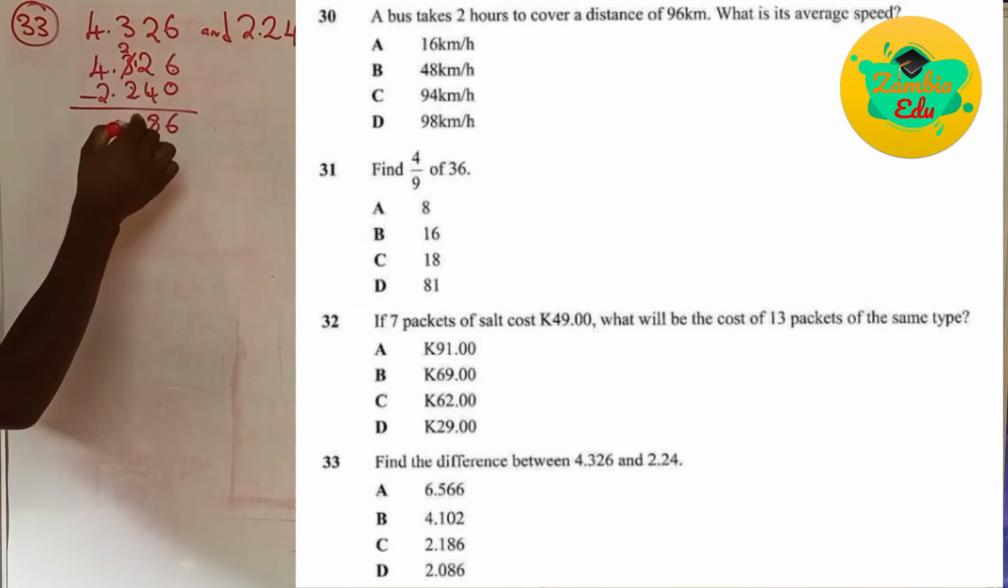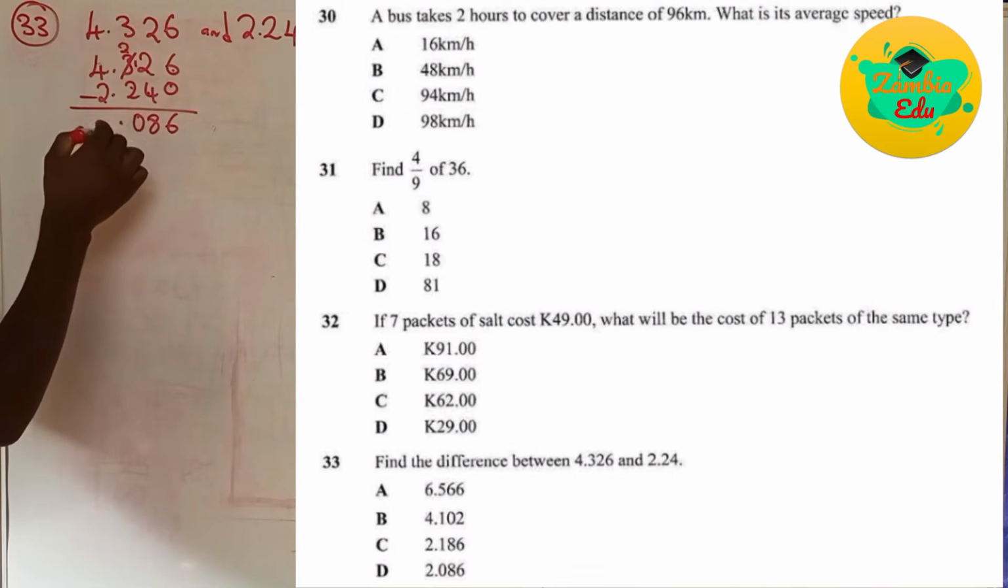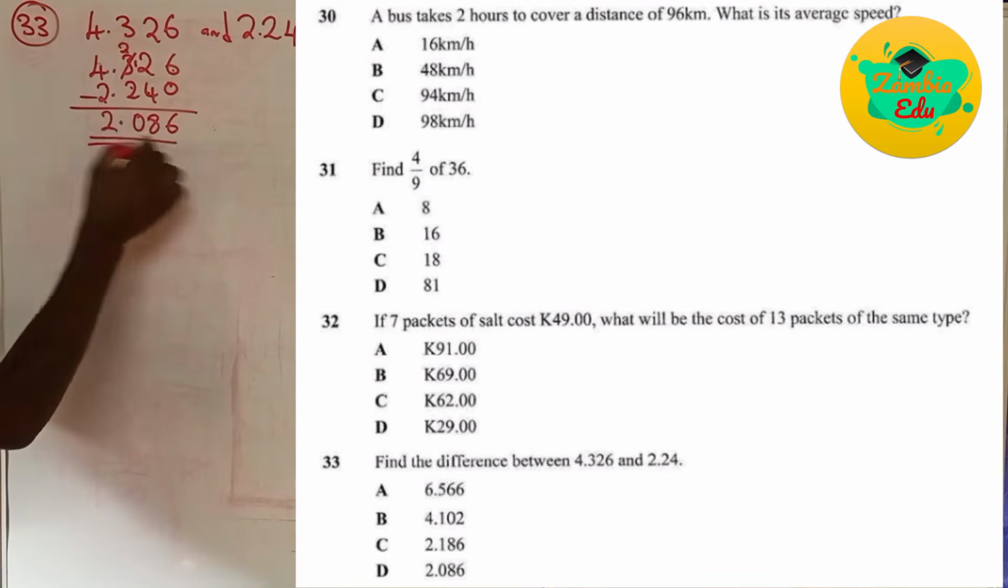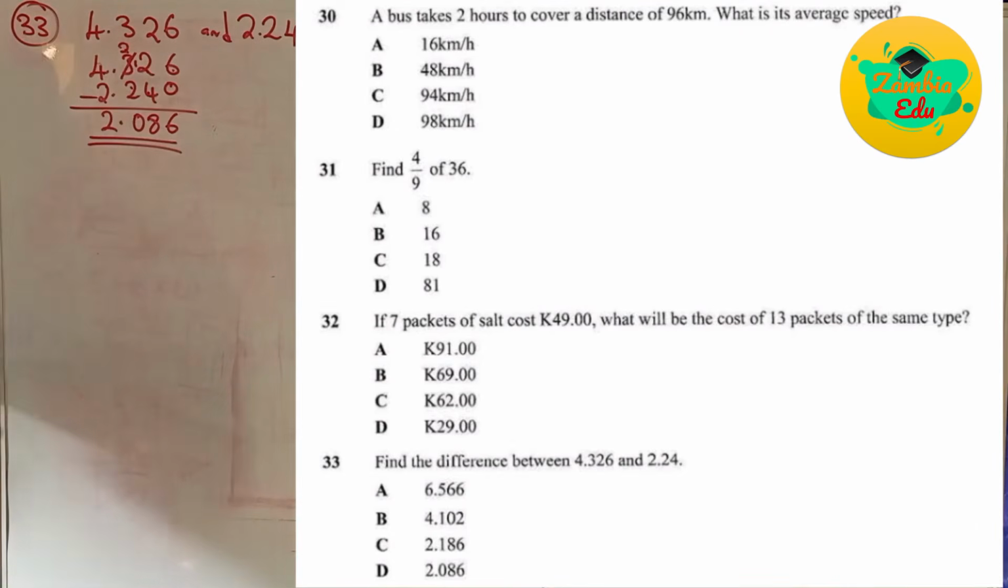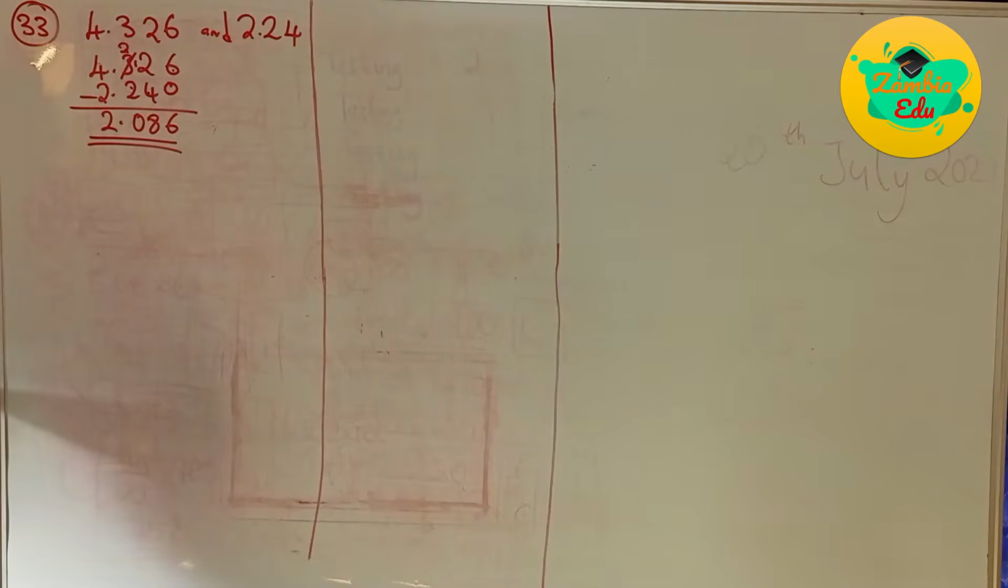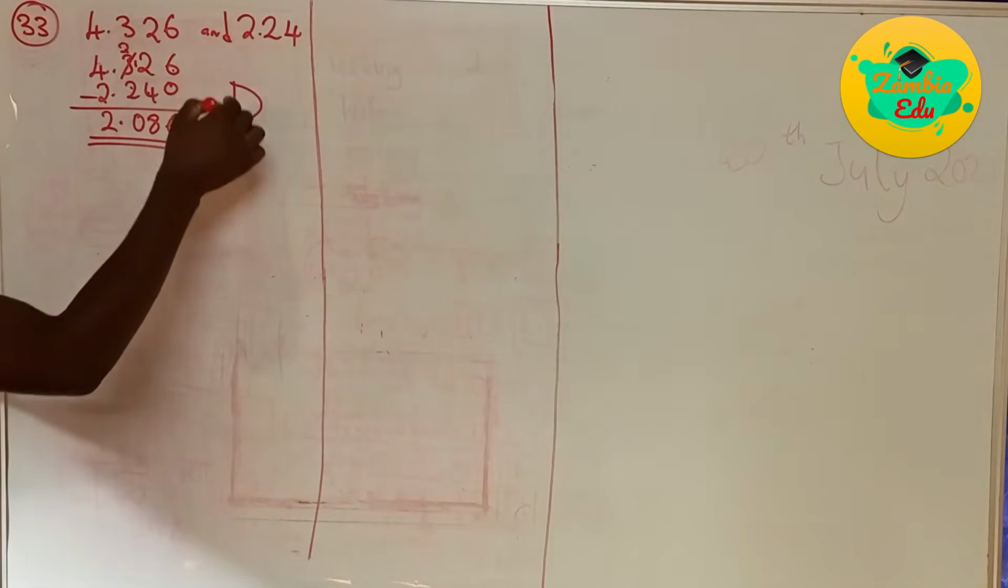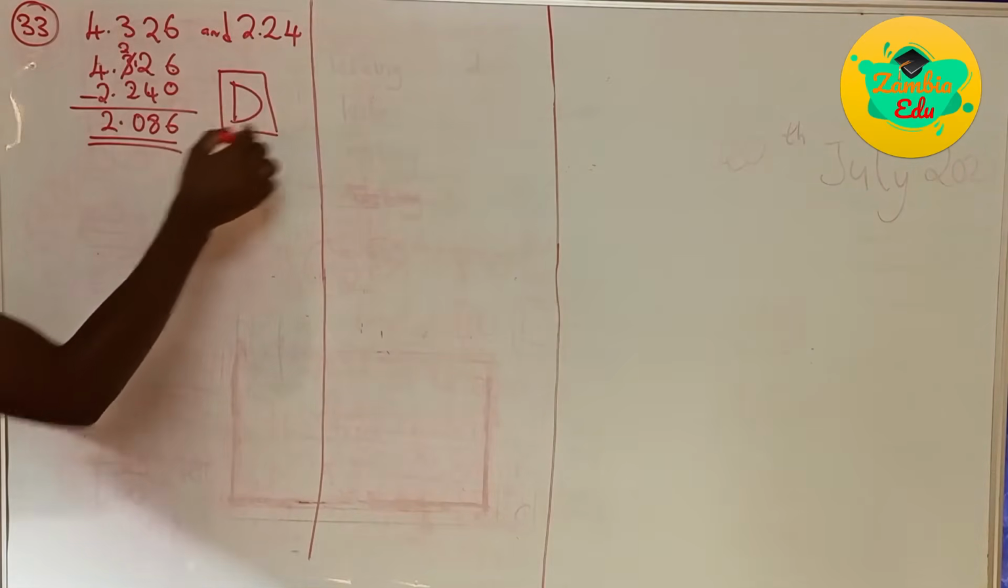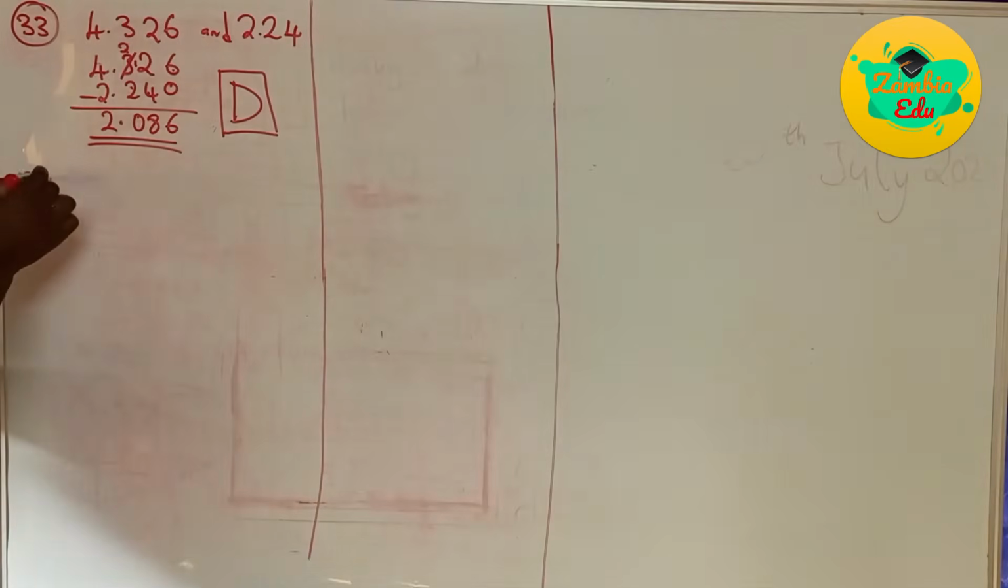2 take away 2 is 0. 4 minus 2 is 2. And our answer becomes 2.086. And that is represented by option D. So for 33, our answer is D. Go to 34.